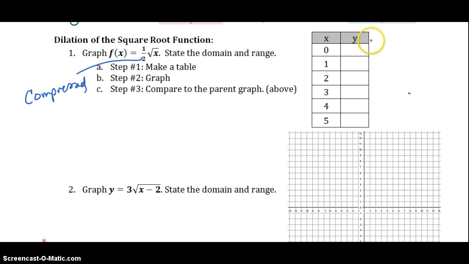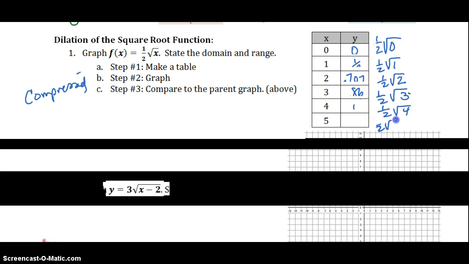So to graph it, we will need to take these x values, these domain values, to make our table. Half of the square root of 0 is 0. Half of the square root of 1 would be 1/2. Half of the square root of 2, which you would need to use your calculator, is about 1.4, and then take half of that. So in a decimal answer, it's 0.707. Half of the square root of 3 would be another decimal answer of 0.86. Half of the square root of 4 is half of 2, which is 1, and then half of the square root of 5 is 1.11.